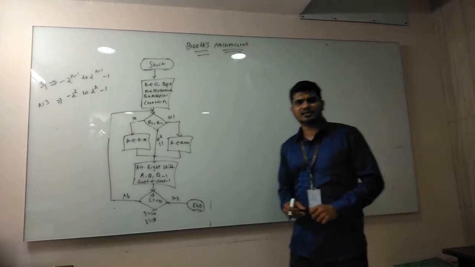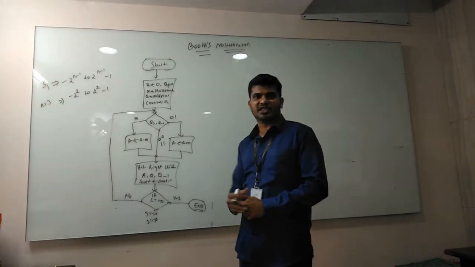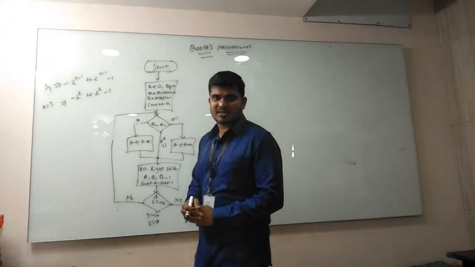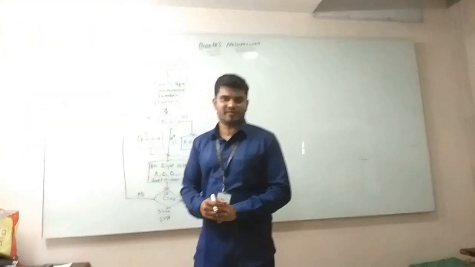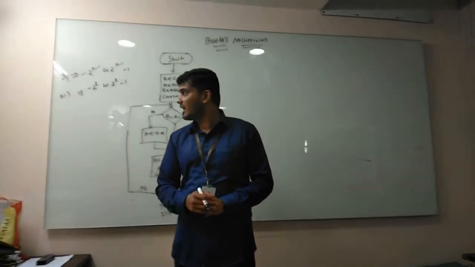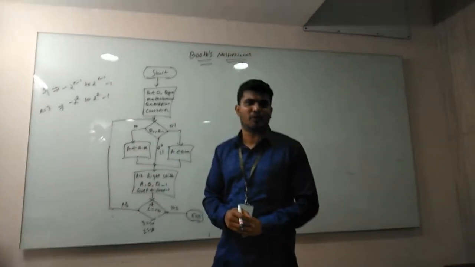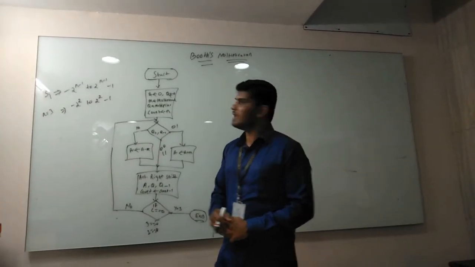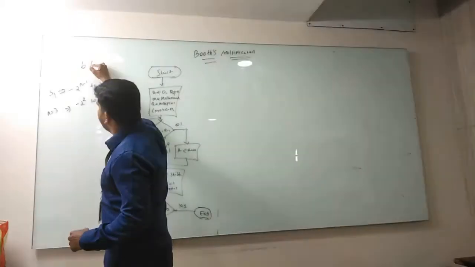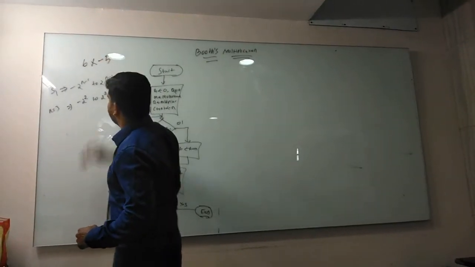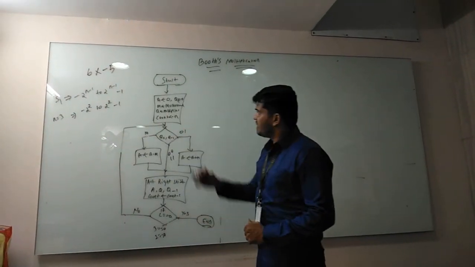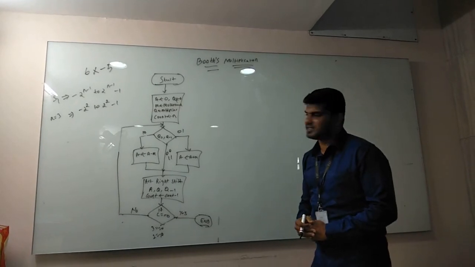And in the last class, we saw Booth's multiplication. That was the multiplication of two positive numbers. In this class, we will be seeing multiplication of a positive number and a negative number. That is, we will be seeing 6 into minus 5. So we will be starting with the same series of steps.